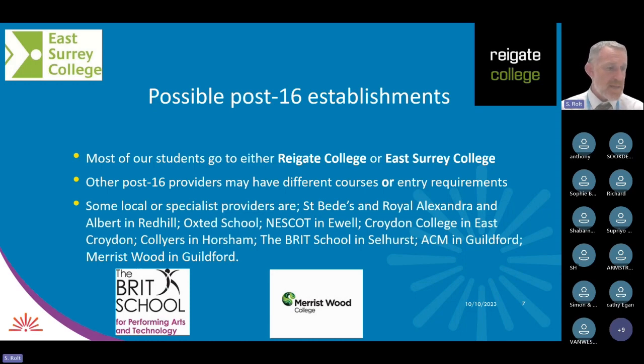Royal Alexandra and Albert also does a couple of different vocational qualifications that Reigate College and East Surrey College don't necessarily provide. There's also Nescott in Ewell, which has agriculture and horticulture, Brit School for performing arts, ACM in Guildford for music, and Merist Wood that also does animal and horticulture and I believe agriculture types of qualifications as well for students who are interested in those areas.